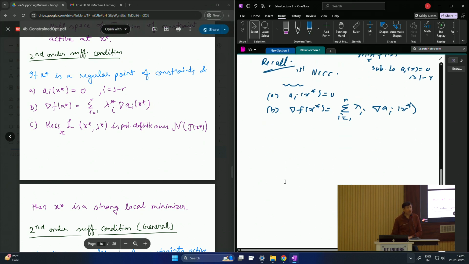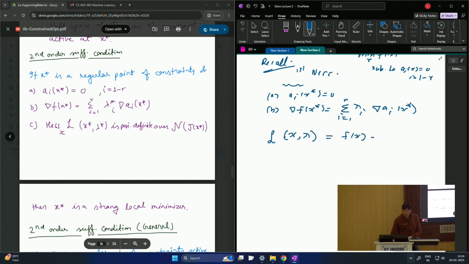So these are called Lagrange multipliers because of Lagrange, the French mathematician who found this. He also defined a Lagrangian function first. So what is a Lagrangian function? A Lagrangian function goes like this. It's a function of x, which is the variable, and lambda, which are the Lagrange multipliers. It's nothing but f of x minus summation lambda i ai of x. This is a Lagrangian or a Lagrange function. That is how we write it.